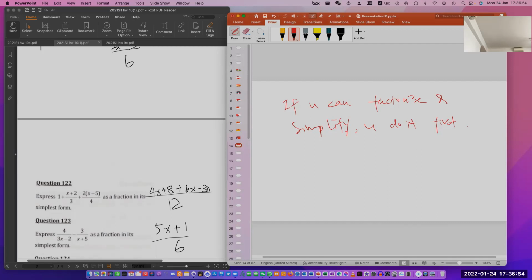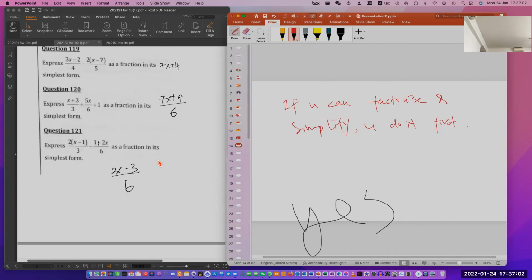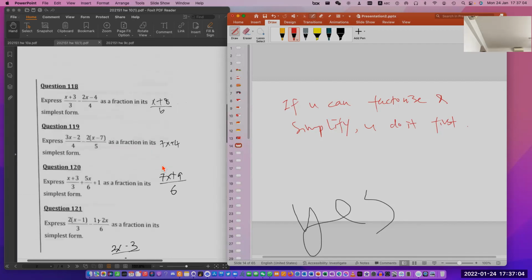Are you clear? All right, so you can look at the other question, which you also have an opportunity to simplify, which is 118. Okay, let me just do 118. So question 118 is x plus 3 over 3 minus 2x minus 4 over 4.